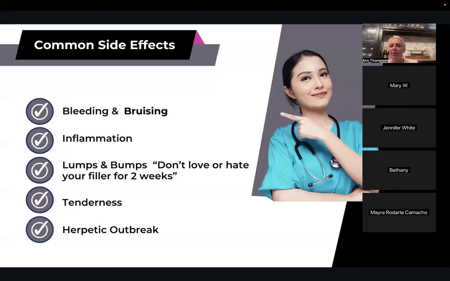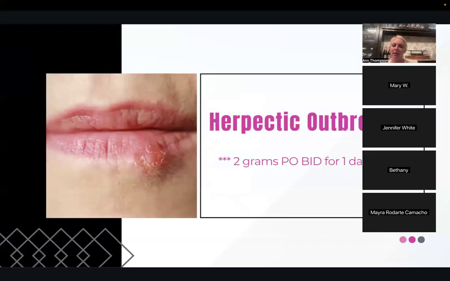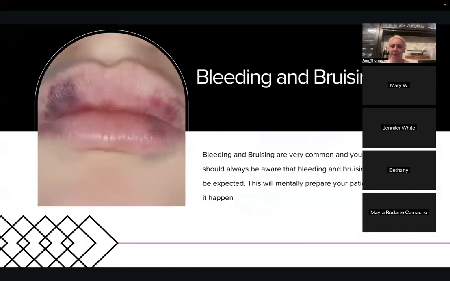So let's talk about some common side effects. Bleeding and bruising, swelling, lumps and bumps. I usually tell my patients to not love or hate their filler for at least 2 weeks because the inflammatory cascade takes around 2 weeks to go through its entire cycle. So you want to make sure that all of the inflammation is gone before you go and try to dissolve or add filler or anything like that. Tenderness is very common, and a herpetic outbreak can happen if the patient is not called in the appropriate medication. And again, that medicine is Valtrex 2 grams PO BID times 1 day.